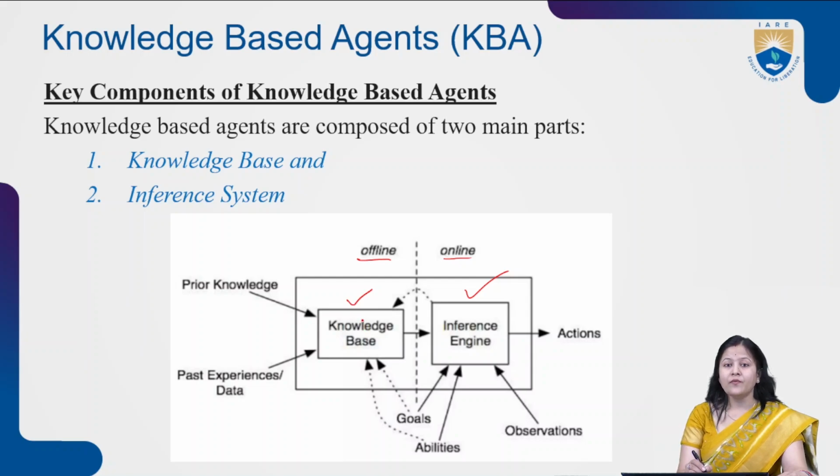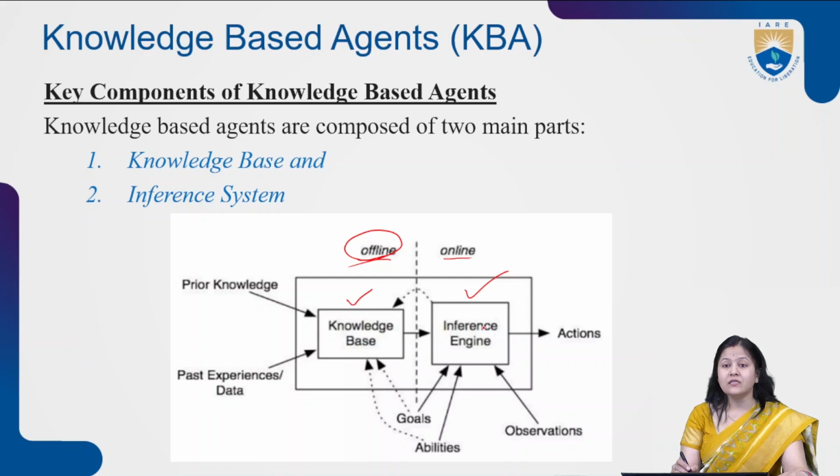And what type of knowledge it stores and when it stores: basically the knowledge base is used to store the prior knowledge before the execution of any action, or the past experience, past information or past data. They are stored inside the knowledge base. That is why it comes under offline, because the knowledge base does not interact with the real world environment from time to time. That is not the work of the knowledge base. That is why it comes under offline.